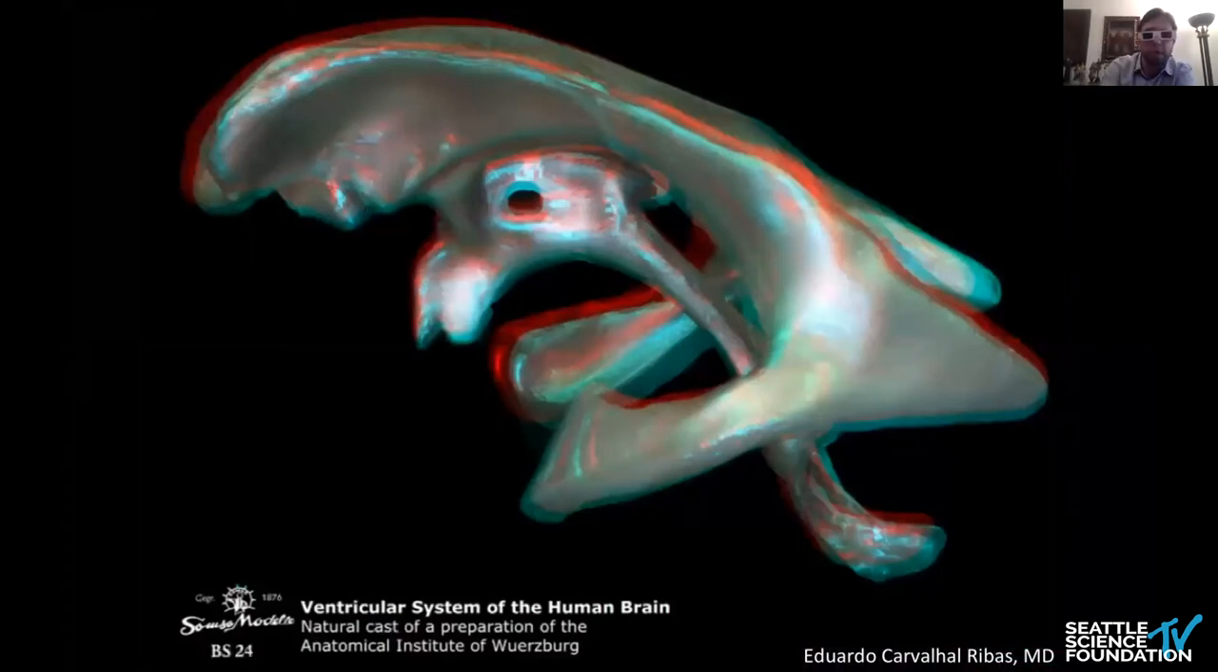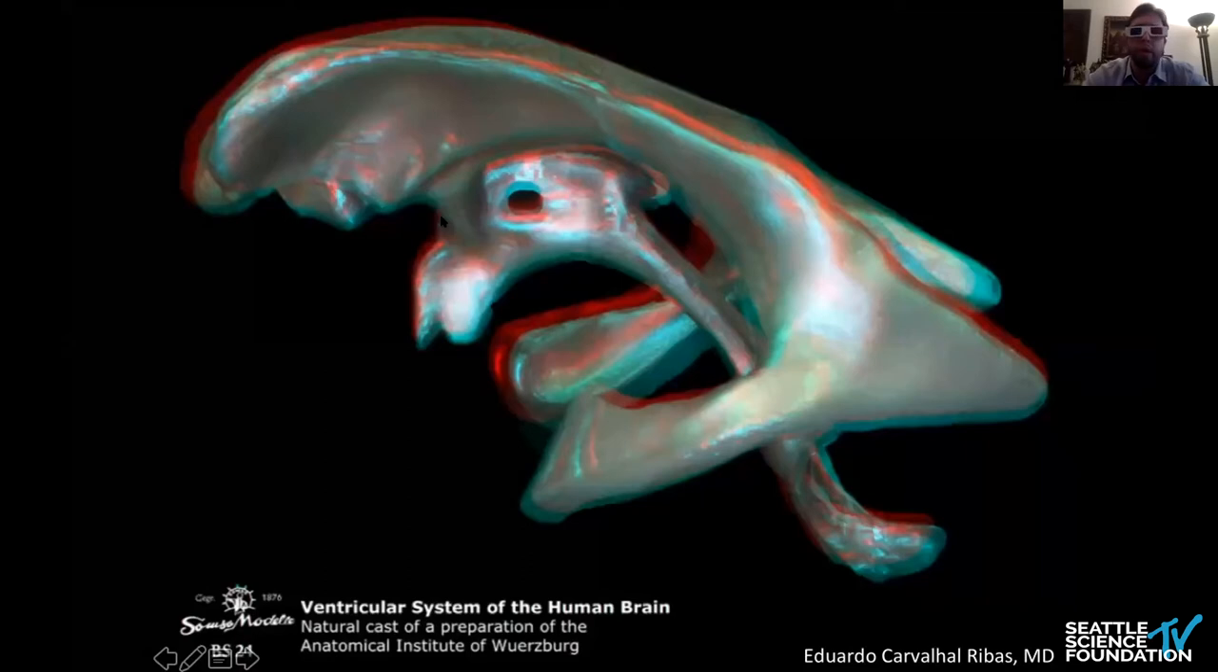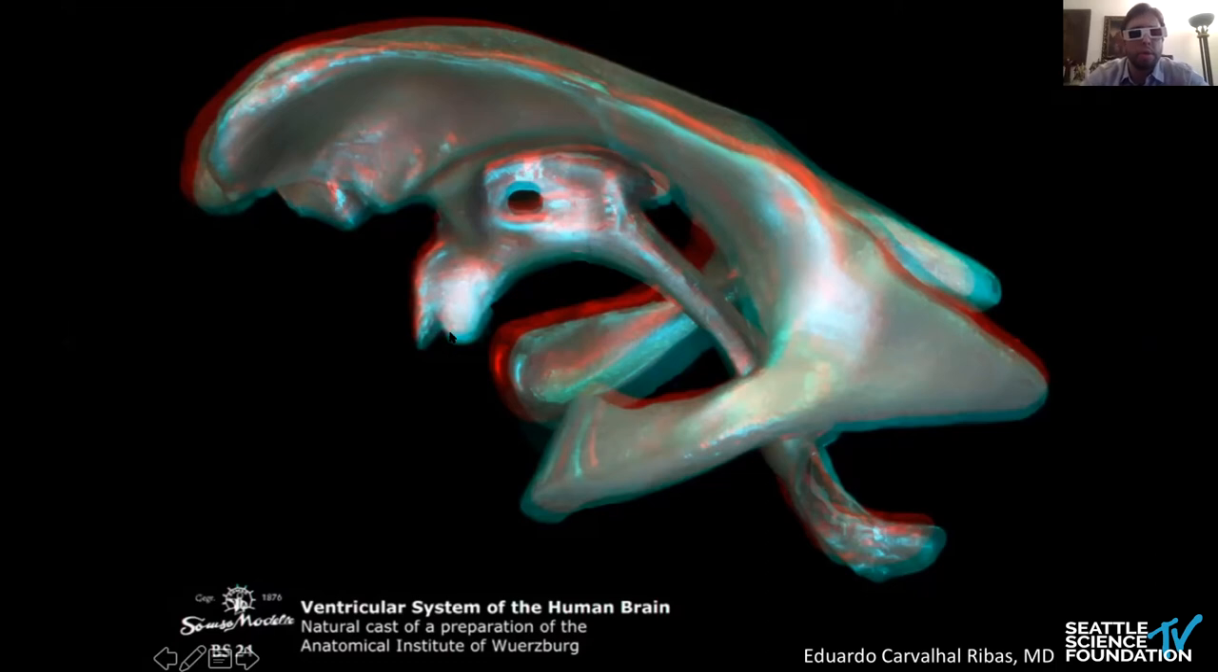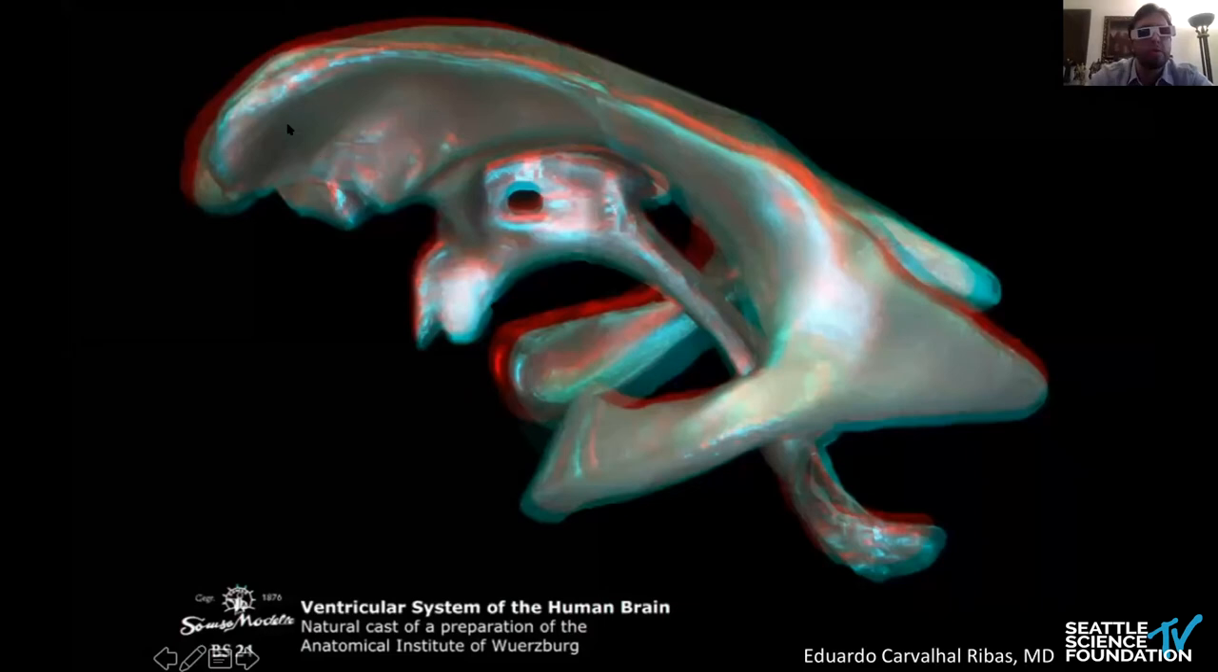Here's an interesting preparation where someone put a catheter inside the ventricular cavities and injected metal in its liquid state. It was hot, and then it got cold and became solid. And then the brain was taken out with an acid corrosion protocol. What we can see here is the metal that was inside the ventricular cavities, and we can see how the ventricular cavities are connected together. So we can see here this C-shaped structure, this is the lateral ventricle.